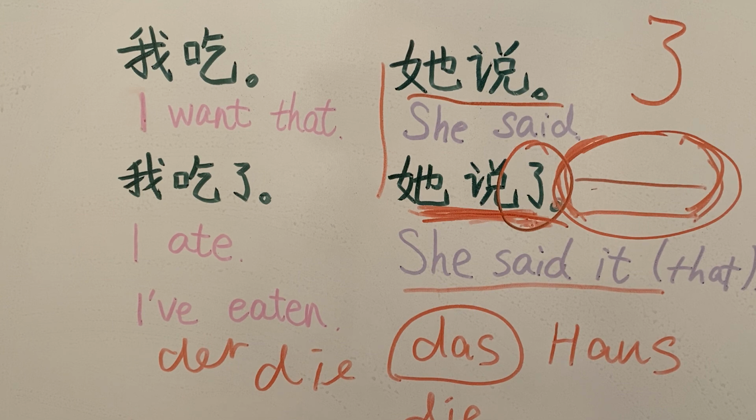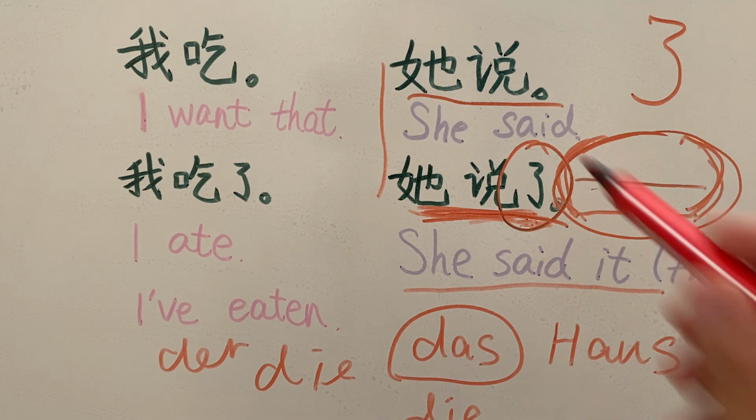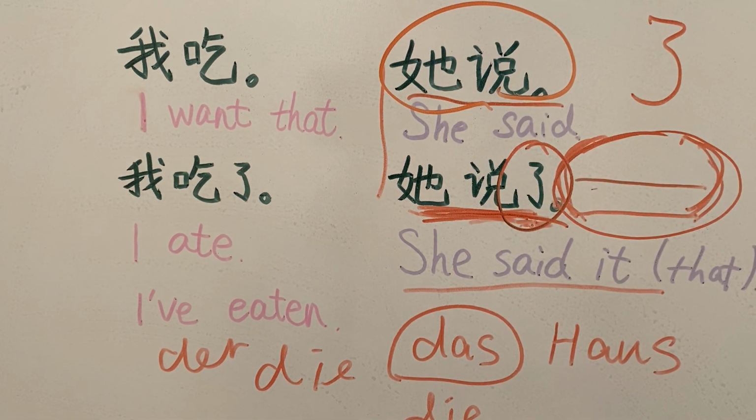Okay, in this video, I just mentioned le, the suffix le. It can be used as a suffix, but sometimes the verb can be used alone, right? The verb or verb phrases can be used alone without the suffix to indicate that it happened in the past, right? She said, 她说. Okay, that's what I want to say in this video.